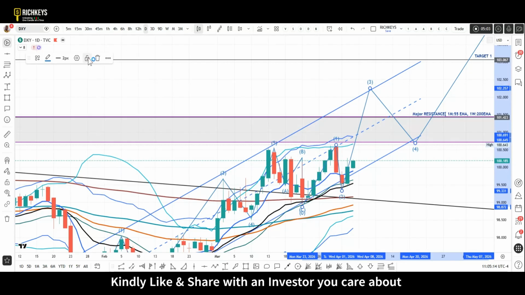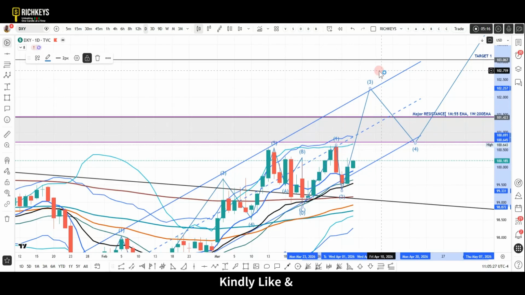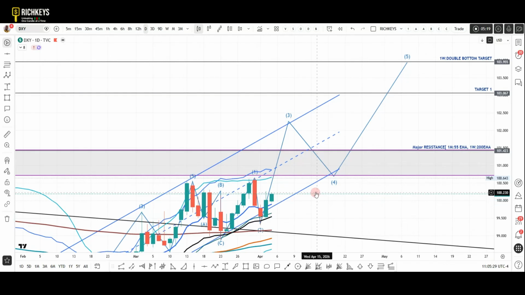Okay. So I expect it to hit somewhere around the 102.281 level, which is right at the upper band of our channel. And then I expect us to get a correction back to test this resistance zone. So it's kind of like a breakout, a retest, and then we shall make our final move up to the double bottom target, which is somewhere around 103.